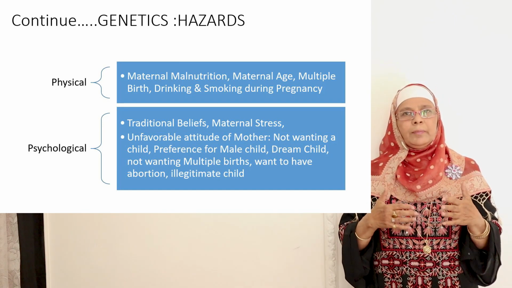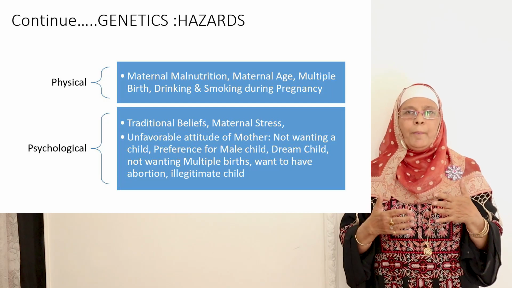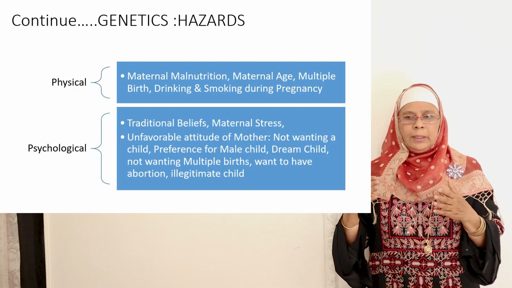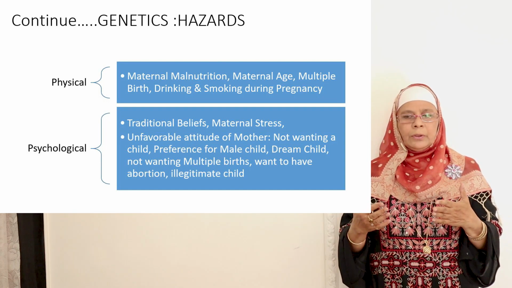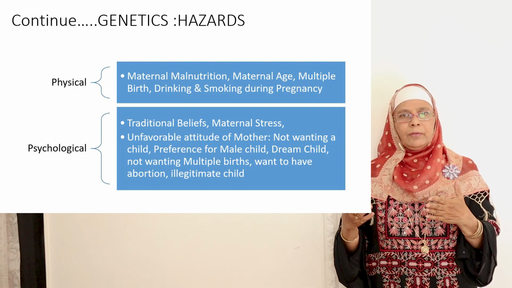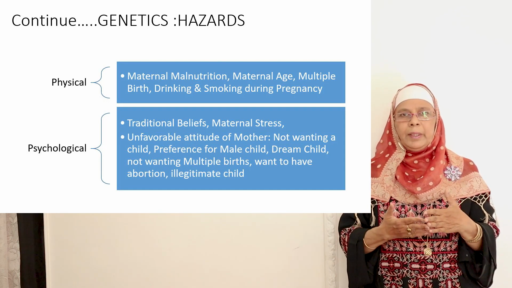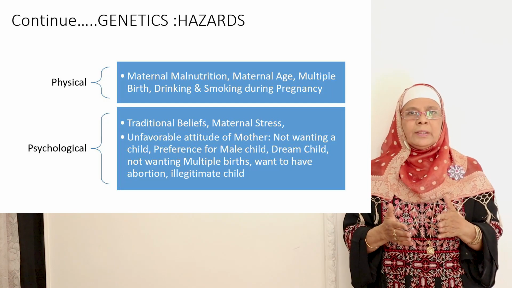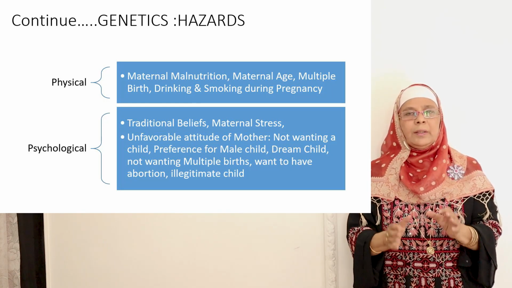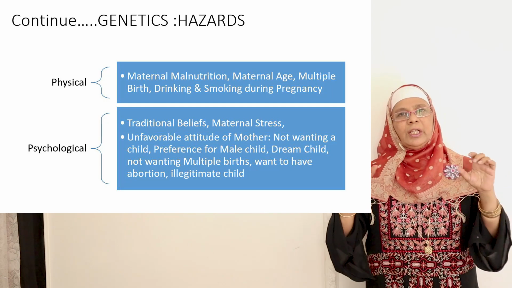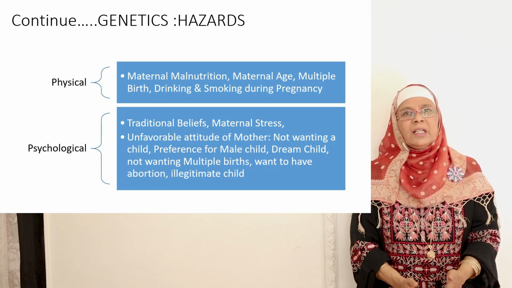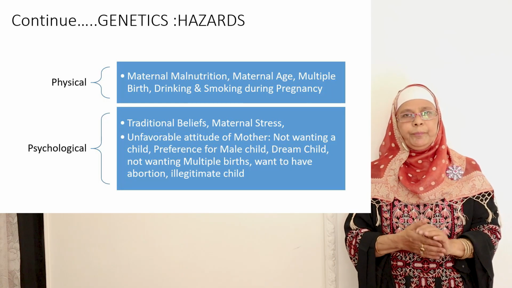Sometimes there are multiple births that create a complication in the development of the baby. Then smoking is another aspect of the mother which is going to affect the baby. Drinking is also an aspect which will affect the baby. These are the hazards in the prenatal period before the child is born. So these are physical hazards the baby will have.